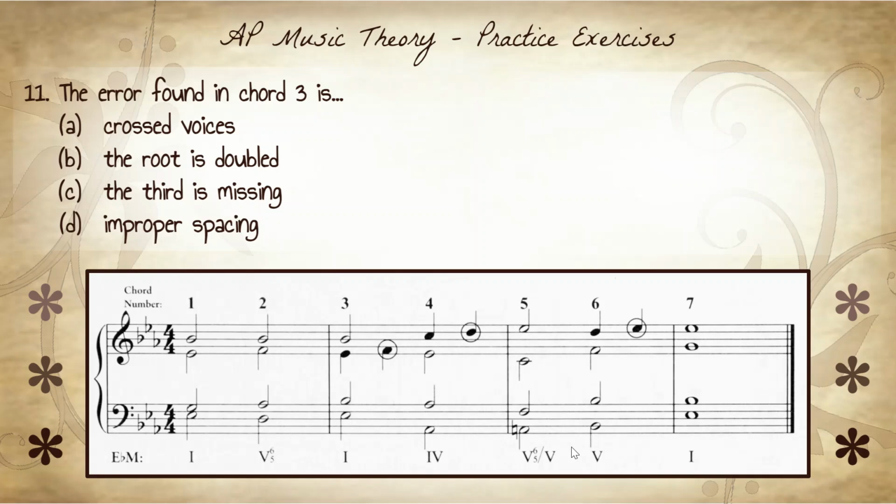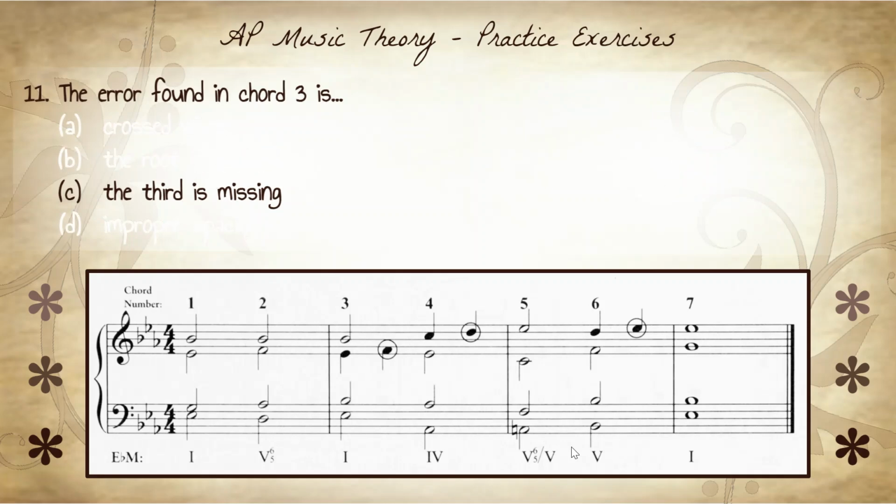Question 11. The error found in chord 3 is A, crossed voices, B, the root is doubled, C, the third is missing, or D, improper spacing. Correct answer is C. The third of the chord is missing. There is no G.